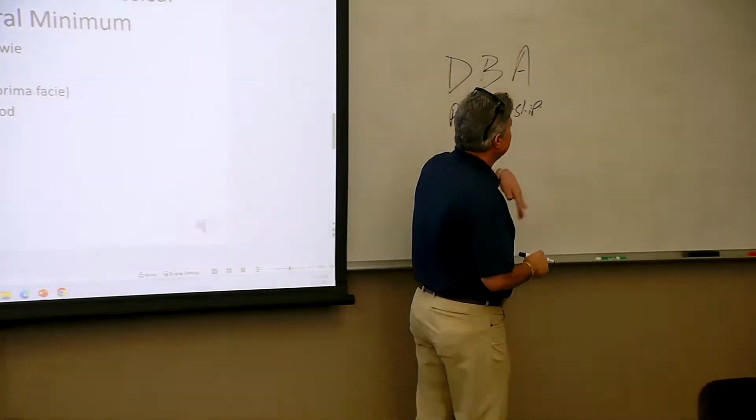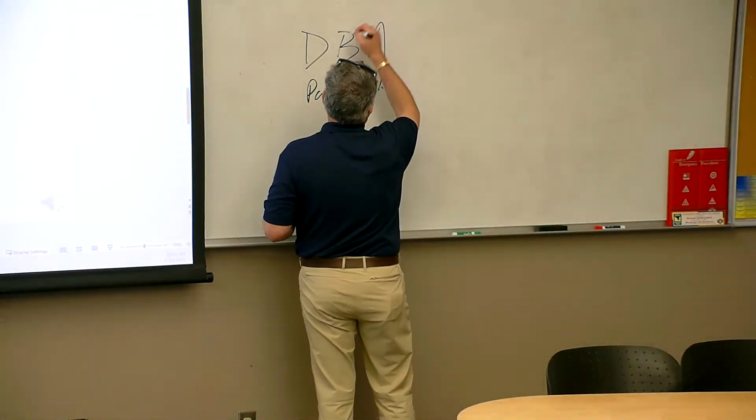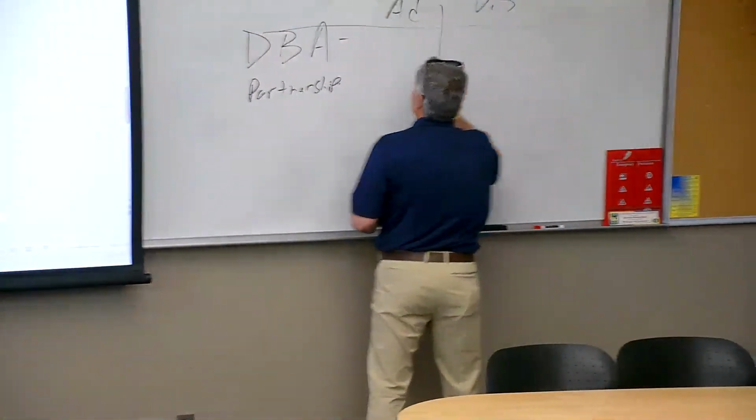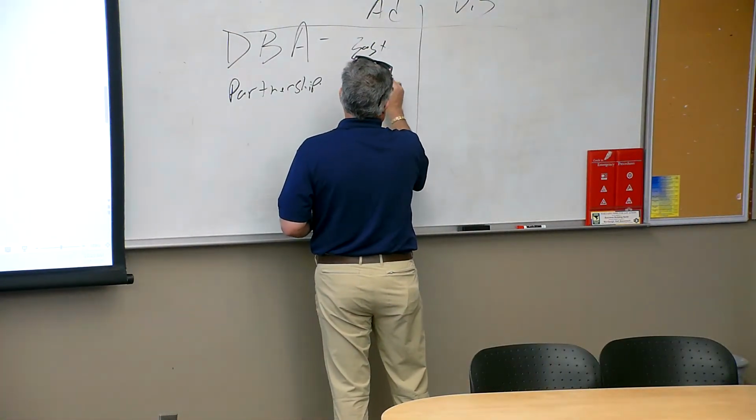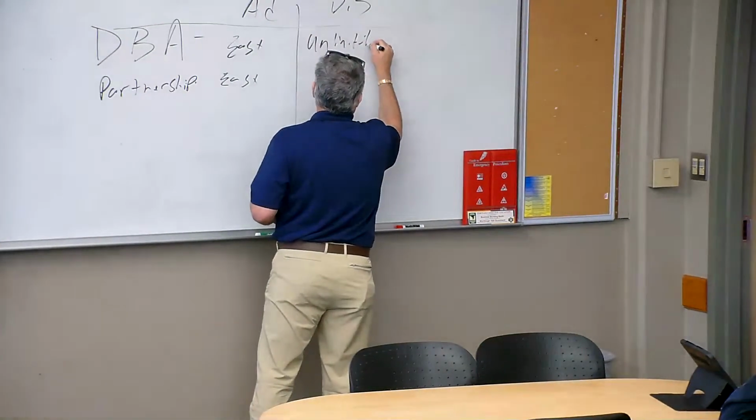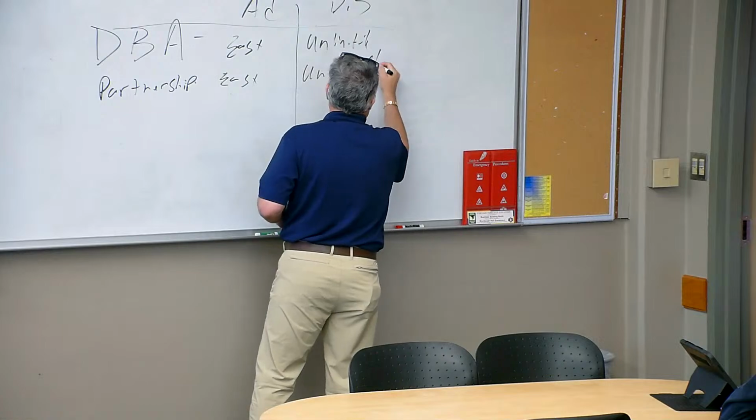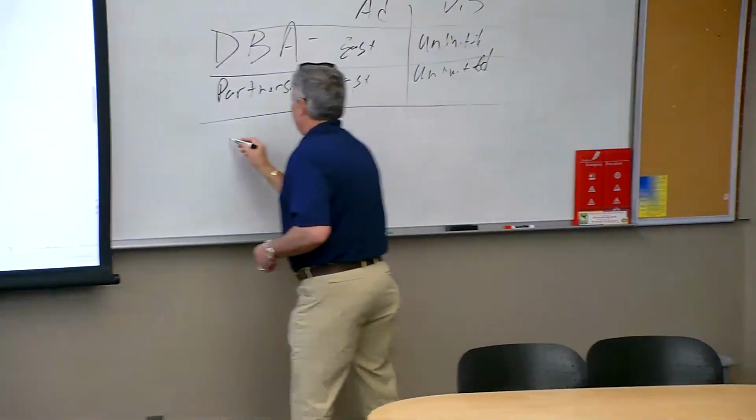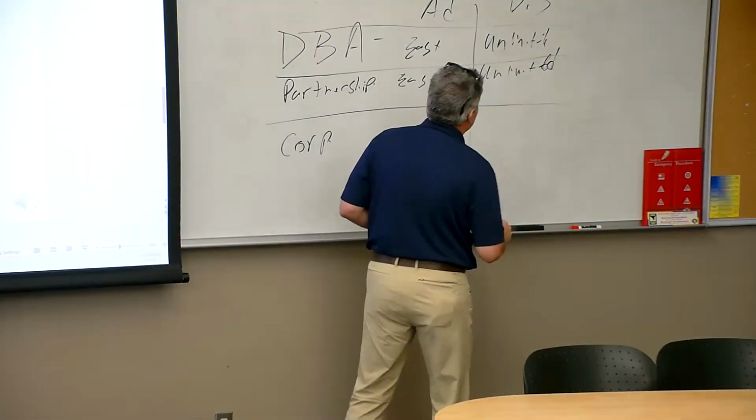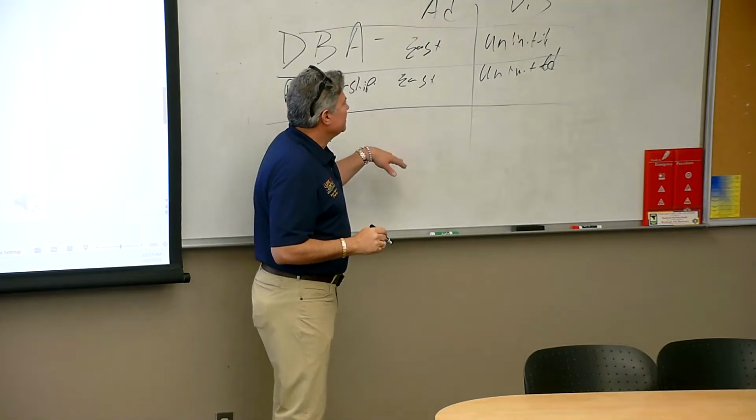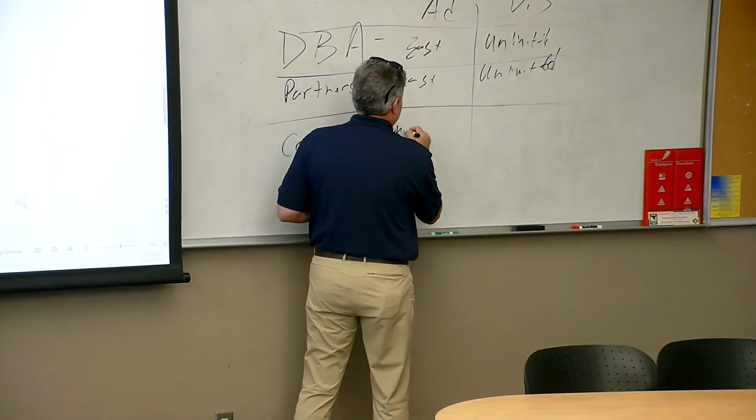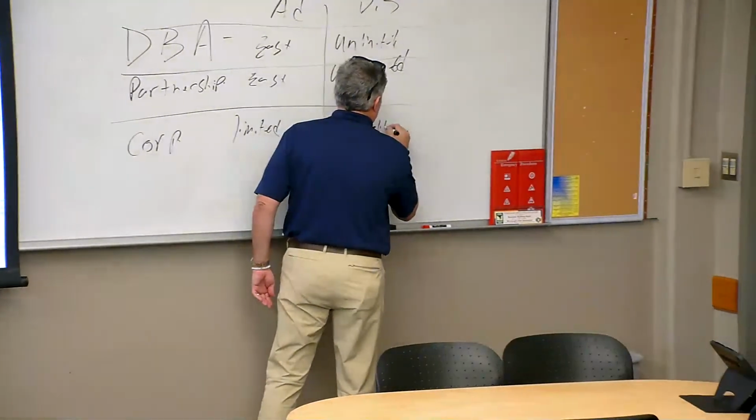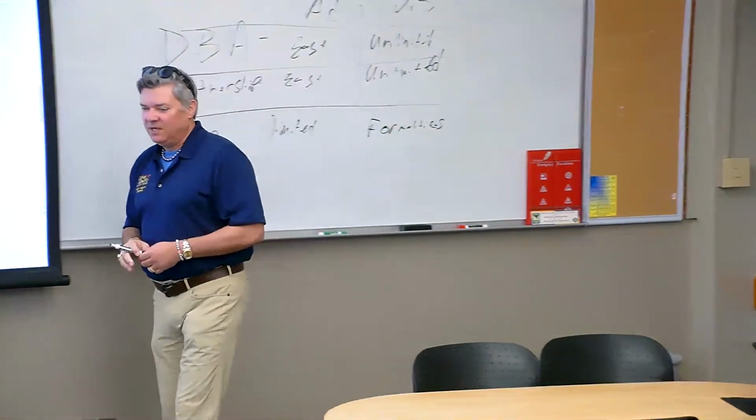So the advantage of this type is that it is easy to form, and the disadvantage is unlimited liability. So then what's the next form that you can have? You can have the corporate form. Now, the advantage of this is limited liability. The disadvantage is you have formalities. Because it's a legal person, you have to meet the formalities.